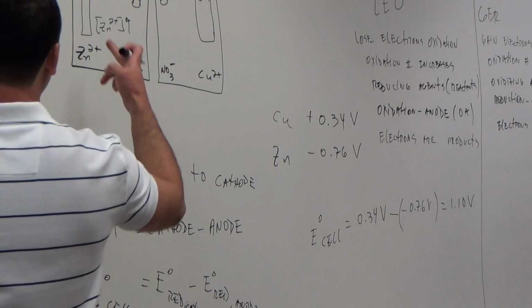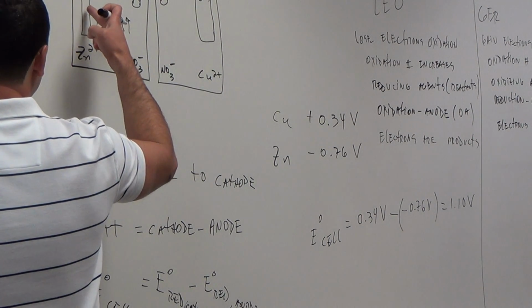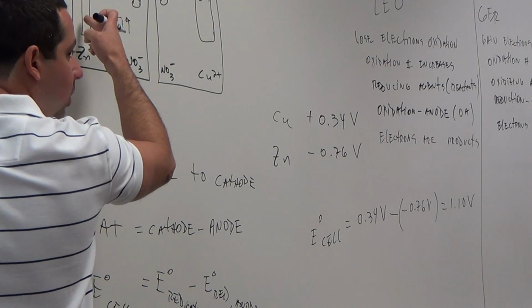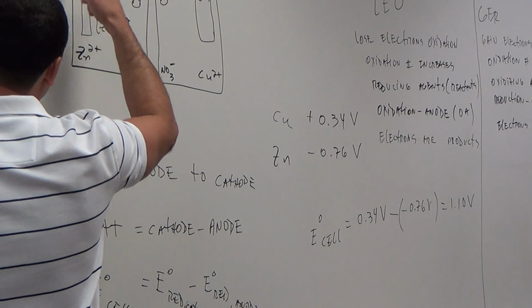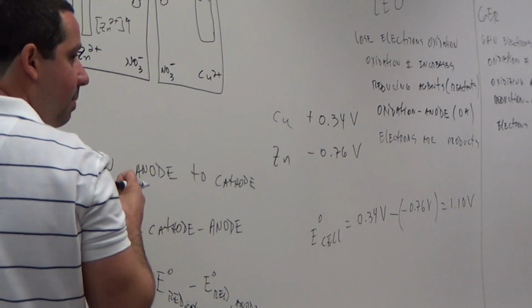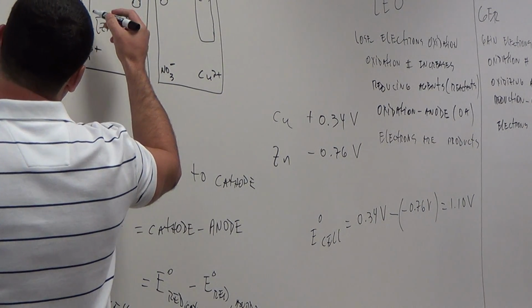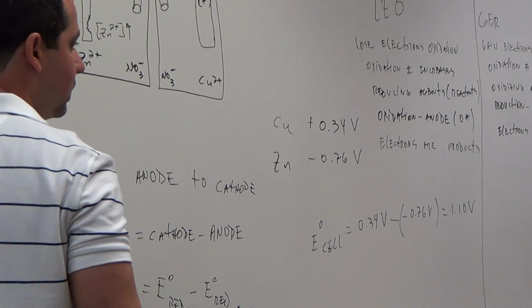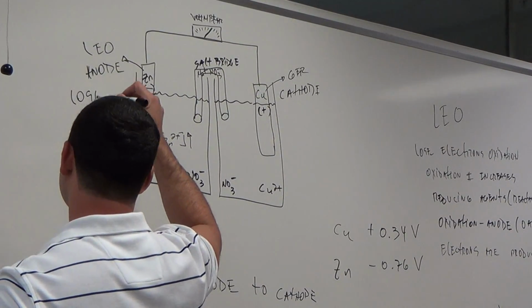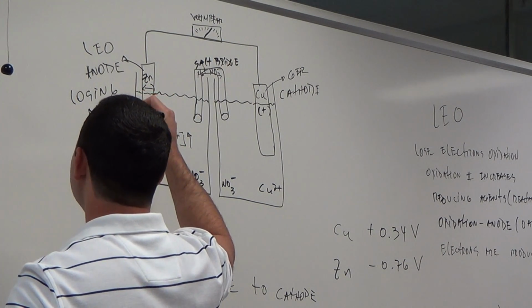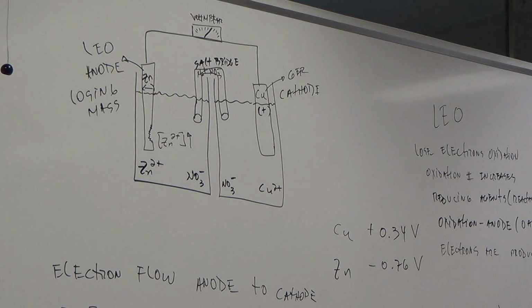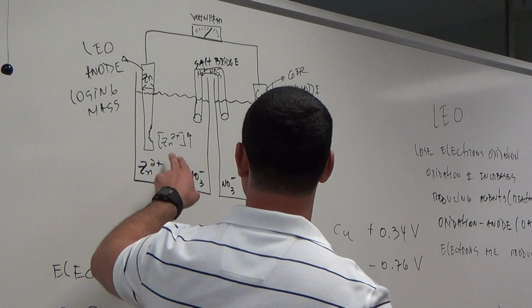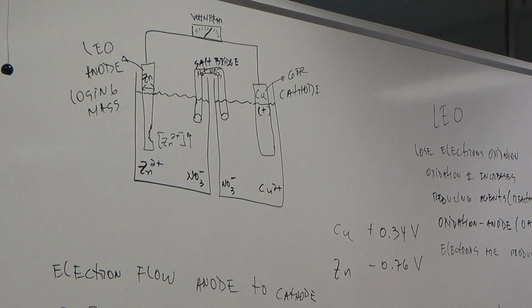And what is happening to this surface? Is it getting fat or is it getting thinner? Because it's being lost, it's going from zinc metal to zinc 2+. This is getting thinner, right? So we are going to say that this is losing mass. How do you remember this? Lose electrons, lose mass. So the concentration of zinc 2+ is increasing.